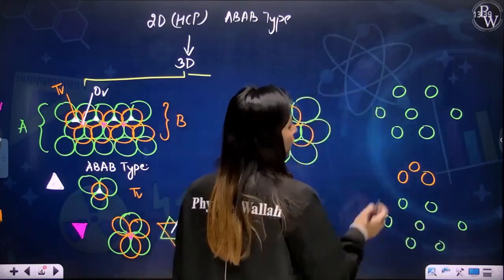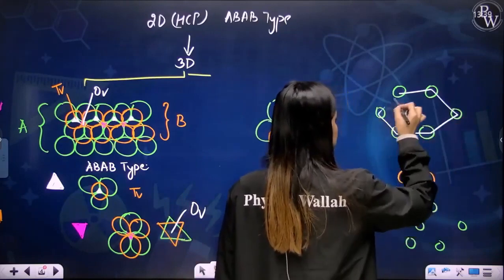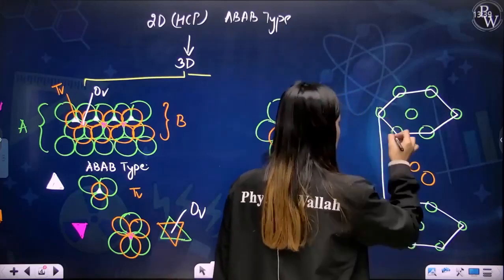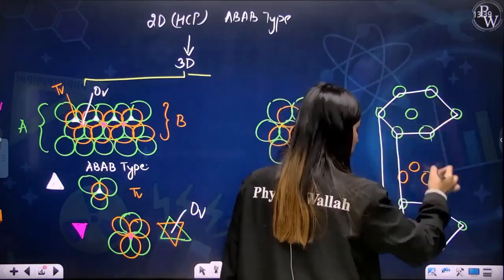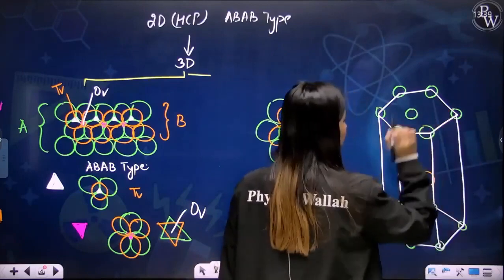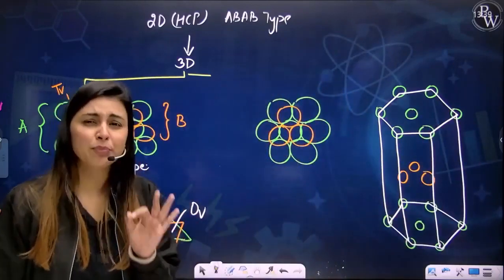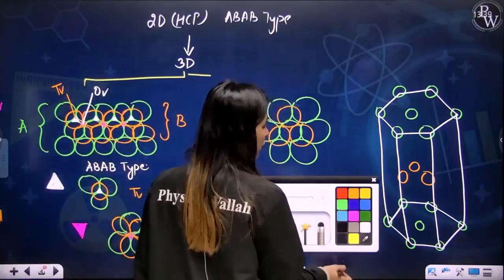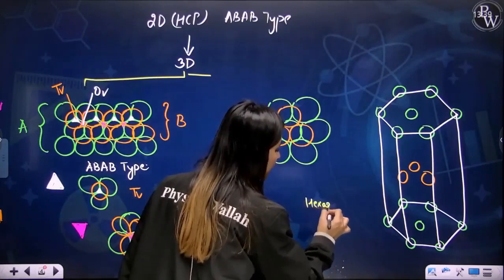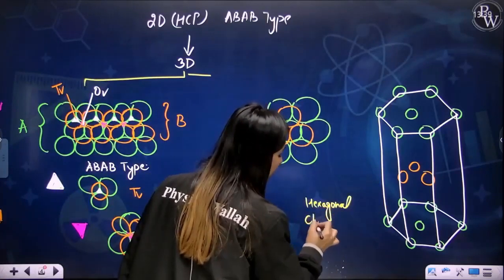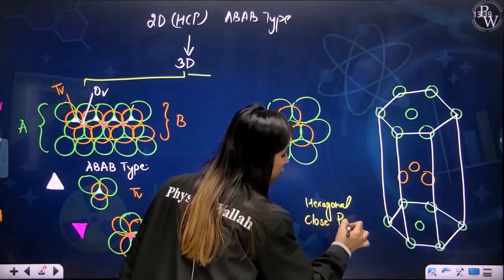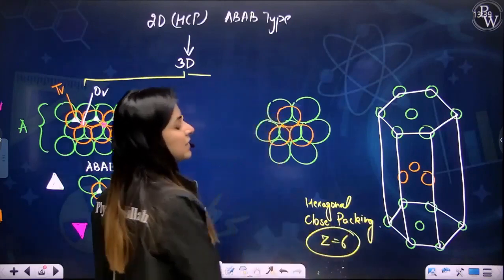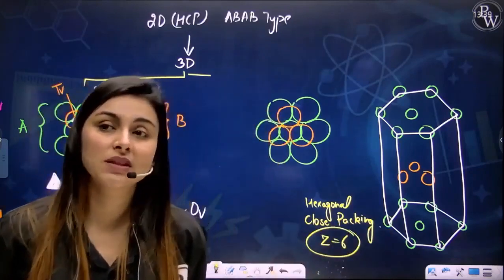If I try to join them, my dear students, what will I get? Just see. I'll join this, I'll join these, I'll join these, and I'll join these. Okay. So if you see it very beautifully, you can see that it is a structure of hexagonal close packing. This is your hexagonal close packing in 3 dimension, my dear students. And let me tell you, the Z, that is the rank of this atom, is 6. Total 6 atoms are present in it.